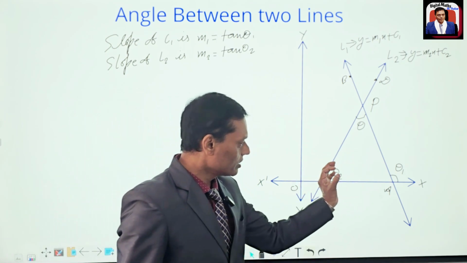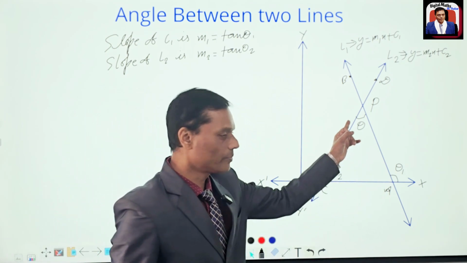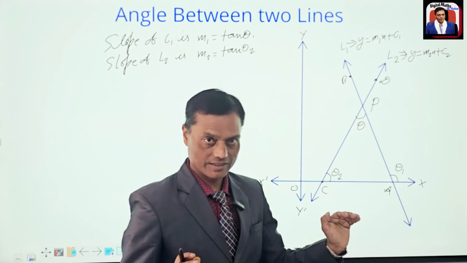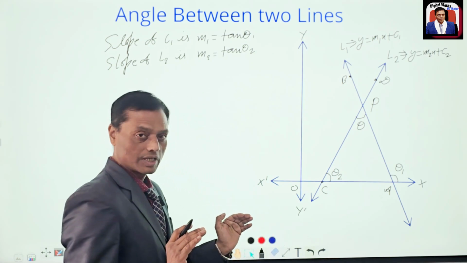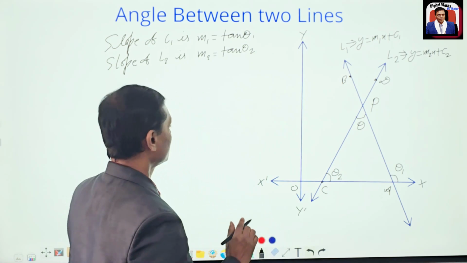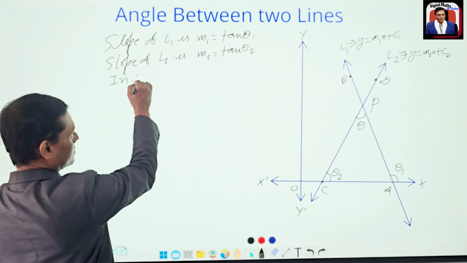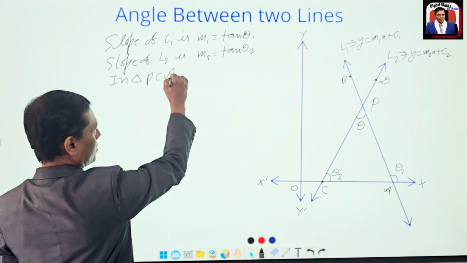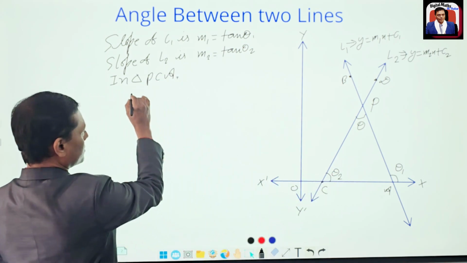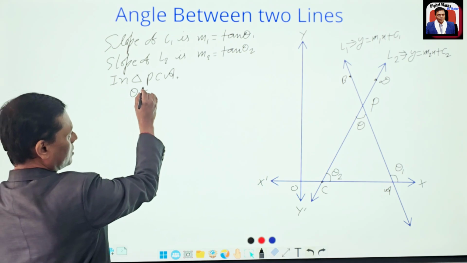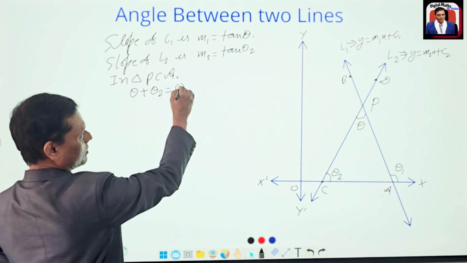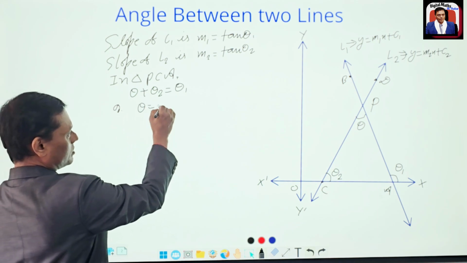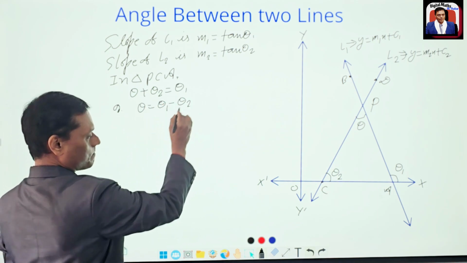Now just have a look at the triangle ACP. Here theta 1 is the exterior angle, and theta 2 and theta are interior angles. We know the relation between the exterior and interior angles of a triangle. So in triangle PCA we can write theta plus theta 2 equals theta 1, or theta equals theta 1 minus theta 2.